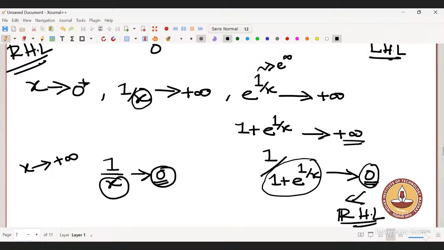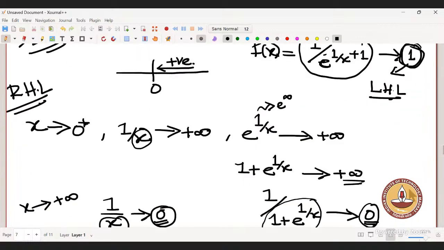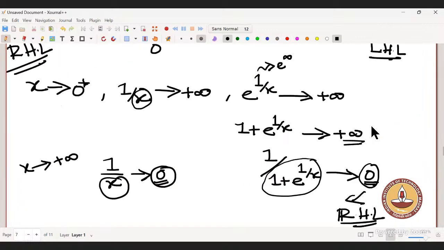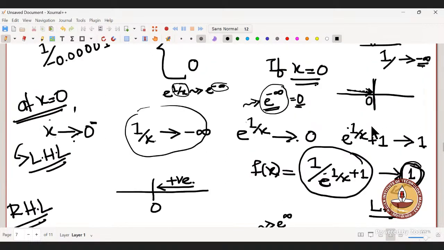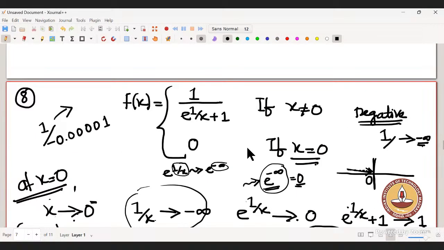And the left hand limit is 1 and your right hand limit is 0. They are not the same. That means the function is not continuous at x equal to 0. Okay. So again, if you have problem with this left hand limit and right hand limit, then I'll suggest try to spend some time on week 7. Okay, sir. Okay, thank you.